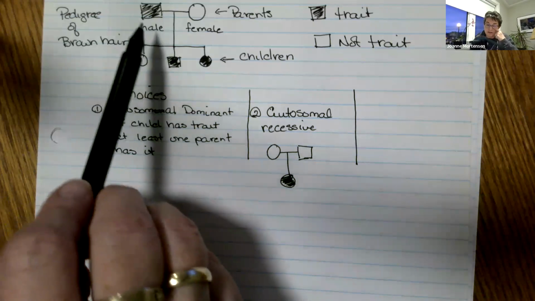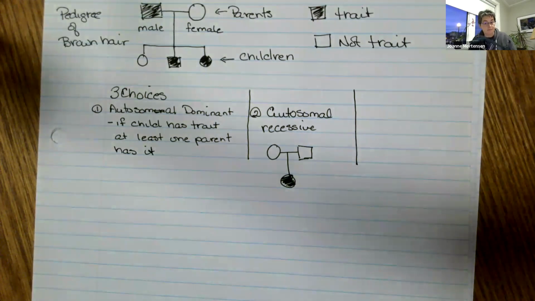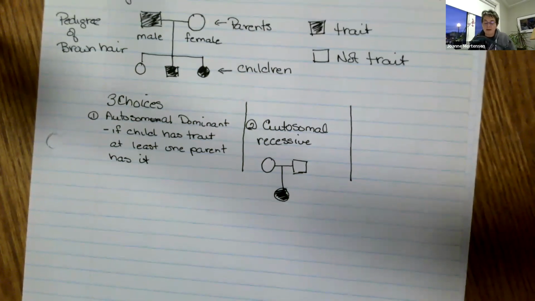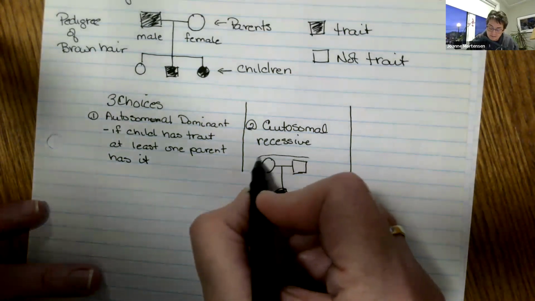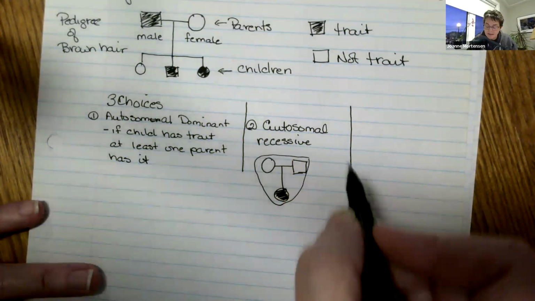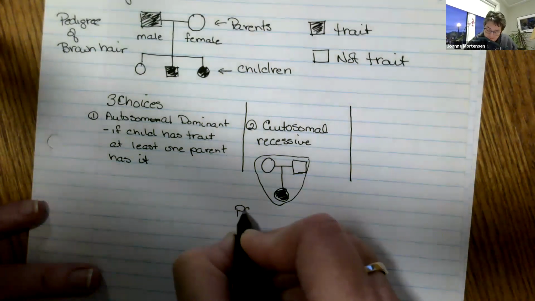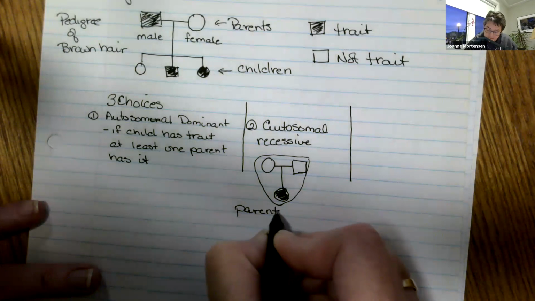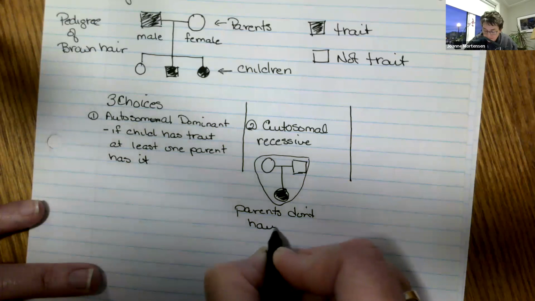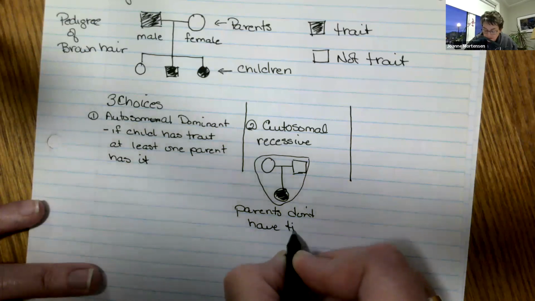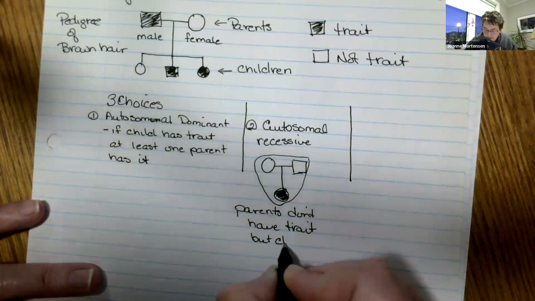Now notice I switched to this, so there would have to be instructions telling you what all this stuff stands for. Okay, but with recessive, what you're looking for right there is that pattern where the parents don't have the trait, but the child does.